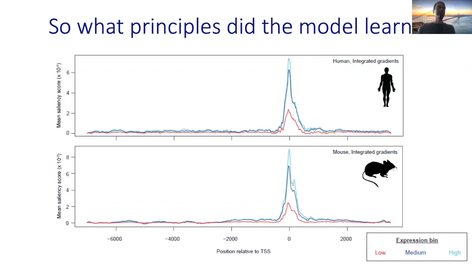So what I'm showing here on the x-axis is the position relative to the transcriptional start site, which is the spatial coordinate relative to my input sequence. And then I'm binning genes into one of three categories: low, medium, or highly expressed genes. And on the y-axis, I'm showing this readout called the saliency score, which basically computes the original signal that contributes most to the prediction.